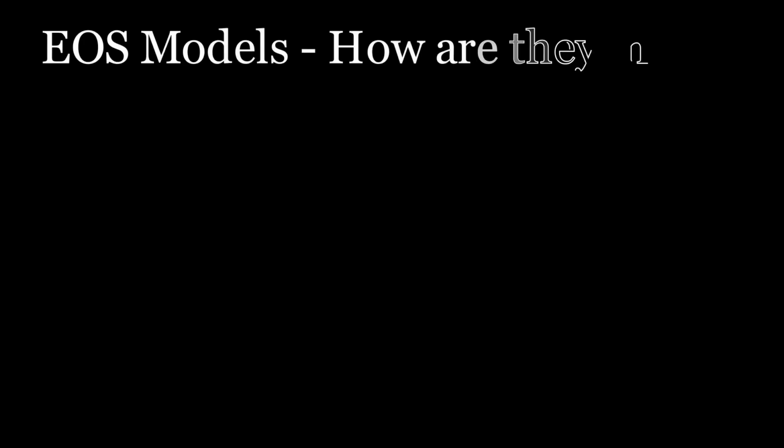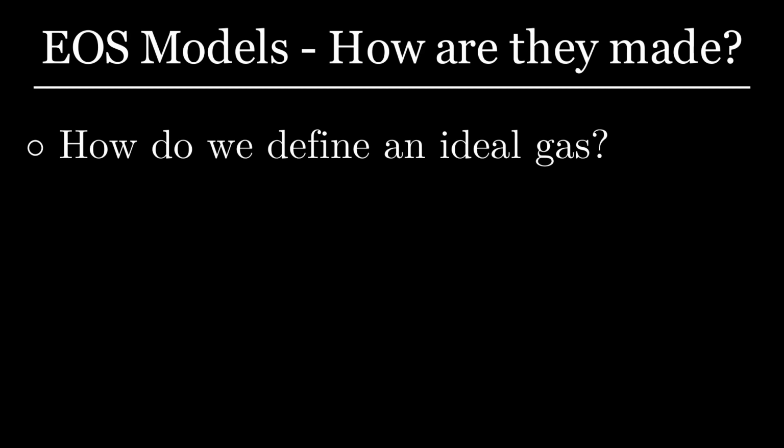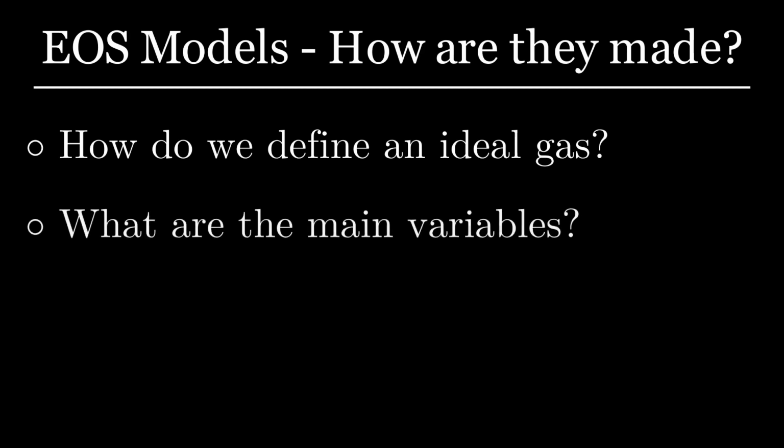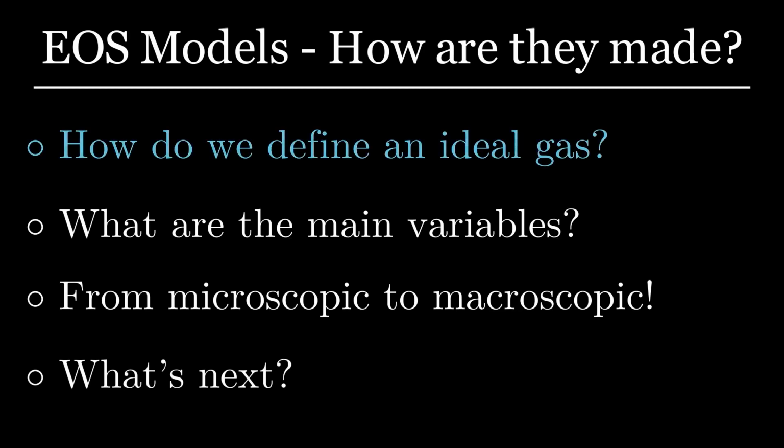The topic for this series is going to be EOS models and how they're made. First, we're going to be defining what we mean by an ideal gas. Then we're going to be looking at some of the main variables. We'll then take those variables from a microscopic to a macroscopic scale. In the end, we'll take a sneak peek of what's coming in the next week. Let's get started by taking a look at the assumptions of an ideal gas.